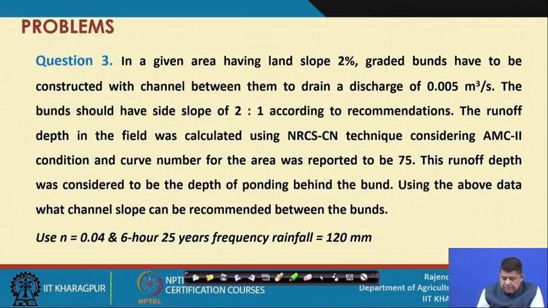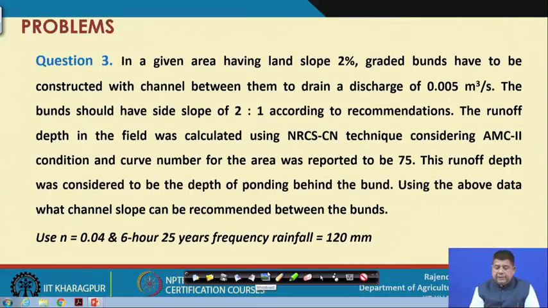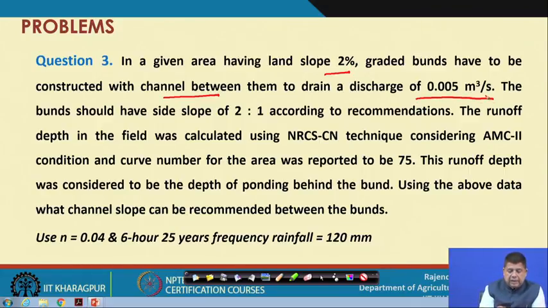Take the third problem. In a given area having land slope of 2%, graded bunds have to be constructed with channel between them to drain a discharge of 0.005 cubic meter per second. The bund should have side slope of 2:1 according to recommendation.